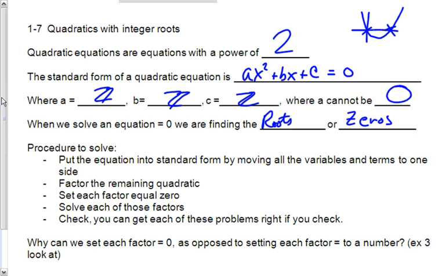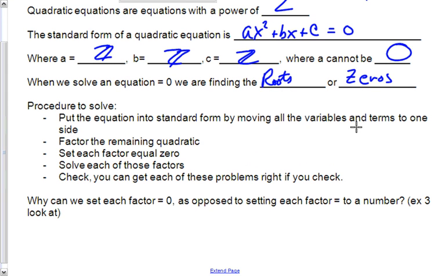So here's your procedure. Put the equation into standard form by moving all the variables and terms to one side. You want it equal to 0. Then you're going to factor what's left. The ones we're going to do today will factor. That's why we do all the factoring practice. Step 3 is you set each of those factors equal to 0. Step 4, once they're equal to 0, is to solve for the variable. You should be able to check it with the original equation.